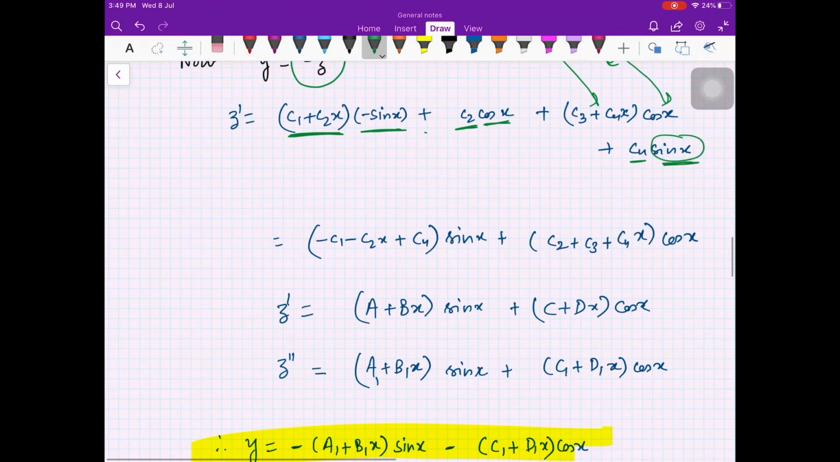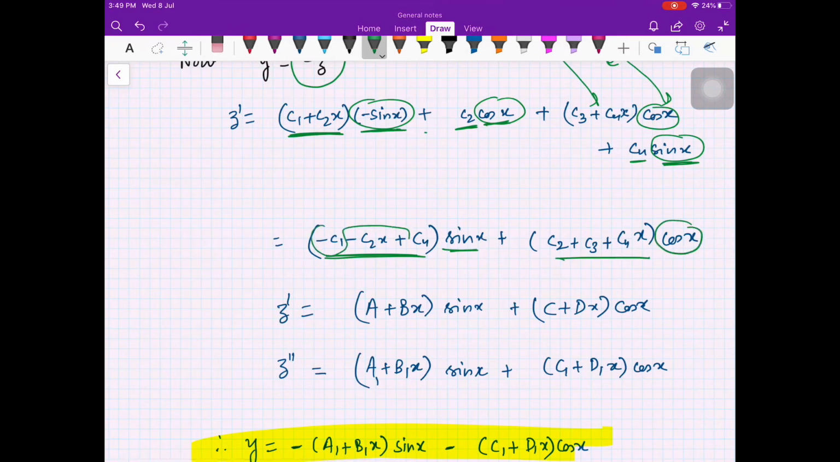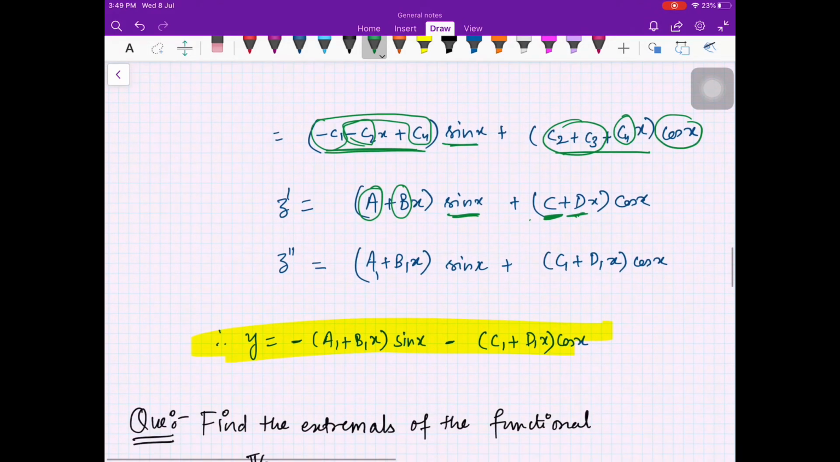Now you combine the sin x terms, and you combine the cos x terms also, and you'll get this. Here minus c1 plus c4, I am calling another constant a, and minus c2, I am calling another constant b, into sin x, plus c2 plus c3, I am calling another constant c, plus c4, I am calling d, into x cos x.